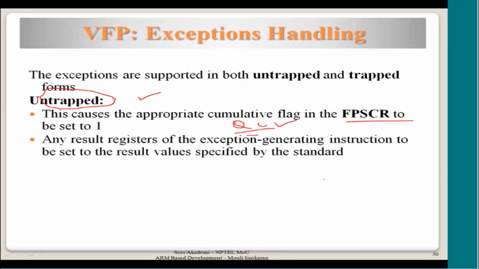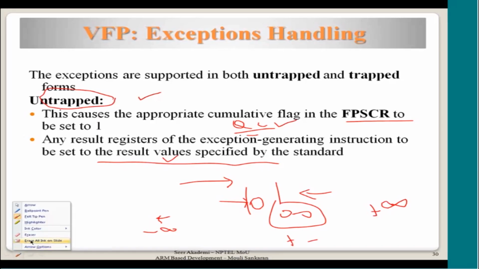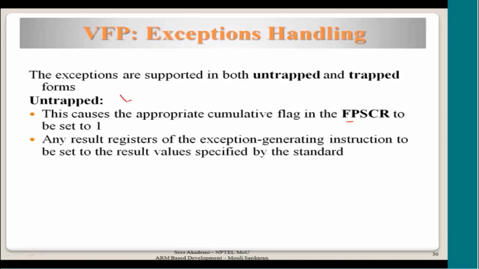Any result register of the exception generating instruction is set to the result value specified by the standard. As I told you, suppose the number you get after the division becomes too small to be represented. You can decide to put it as plus 0 or minus 0 based on which direction the result is coming from, or you can make it minus infinity or plus infinity. You can make these values the result instead of generating an exception. So untrapped means you don't want to generate an exception; you set the values according to the standard.